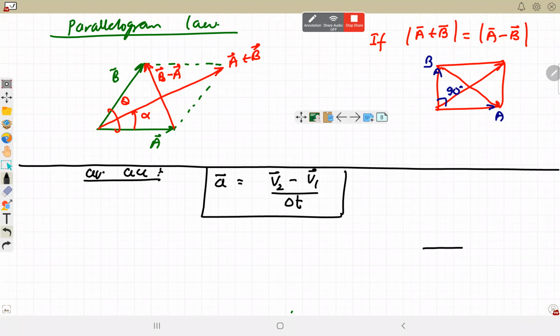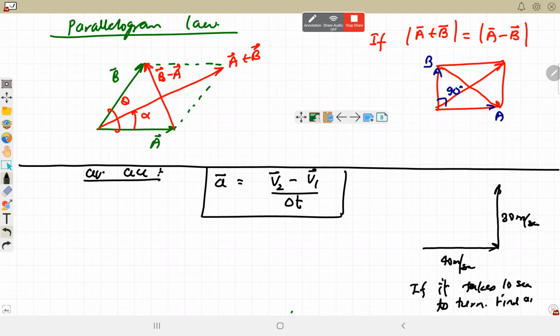Suppose a car is moving towards east with a speed of 40 meters per second. It turns towards north and starts moving with 30 meters per second. If it takes 10 seconds to turn, find the average acceleration at the turning.